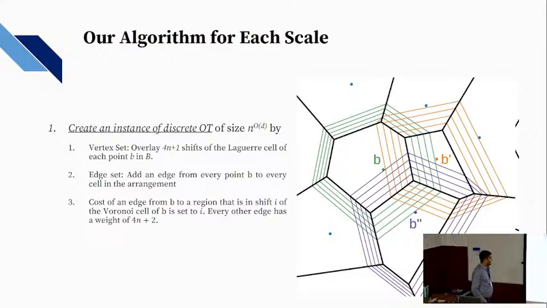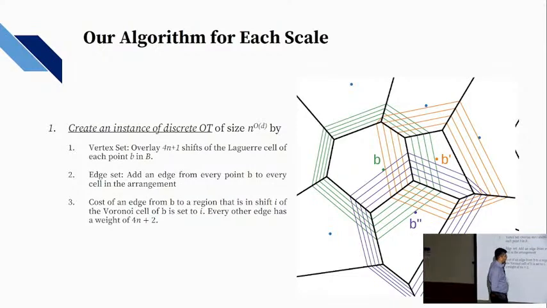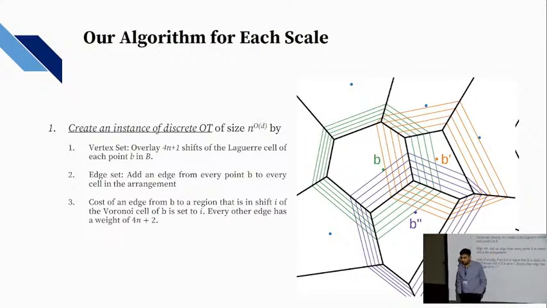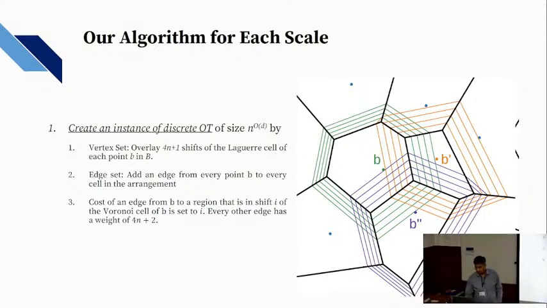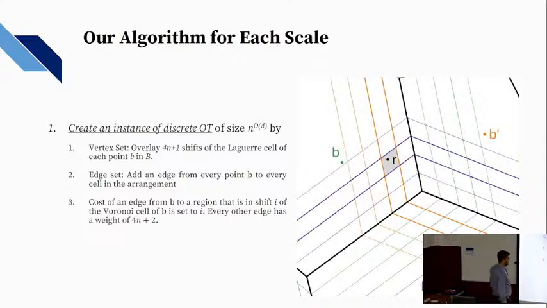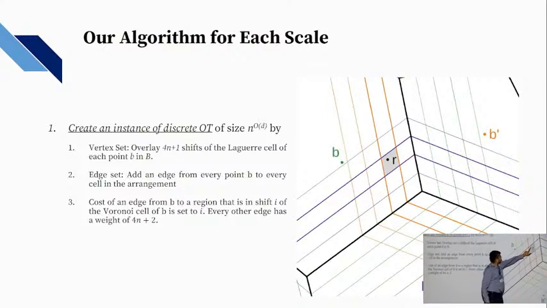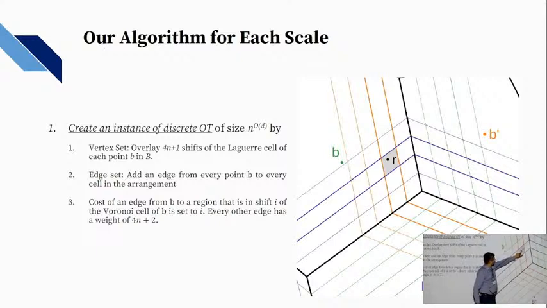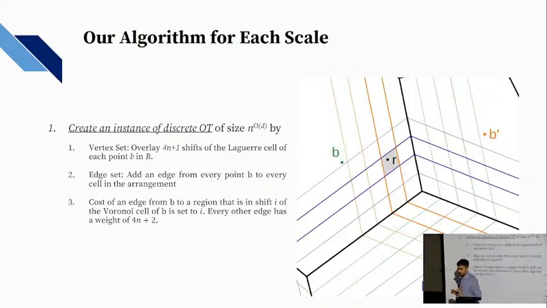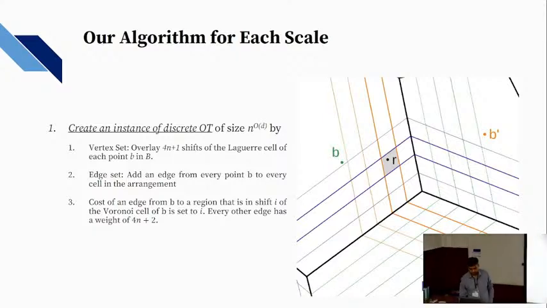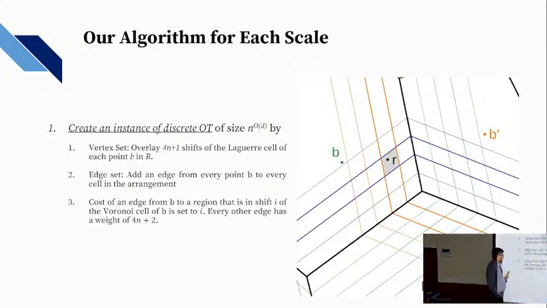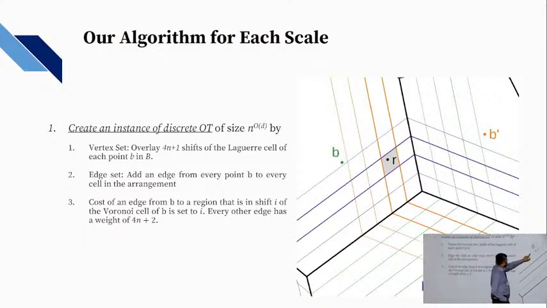What I do next is I take the arrangement of all these Voronoi cells, and once I take the arrangement, for each cell of this arrangement, I'm going to just place a single point and set its mass to be the mass inside the cell. Okay, so basically I discretize my continuous distribution now. What else do I do? I create edges between the points of B to these cells, or the representatives of these cells, and I'm going to give them weights.